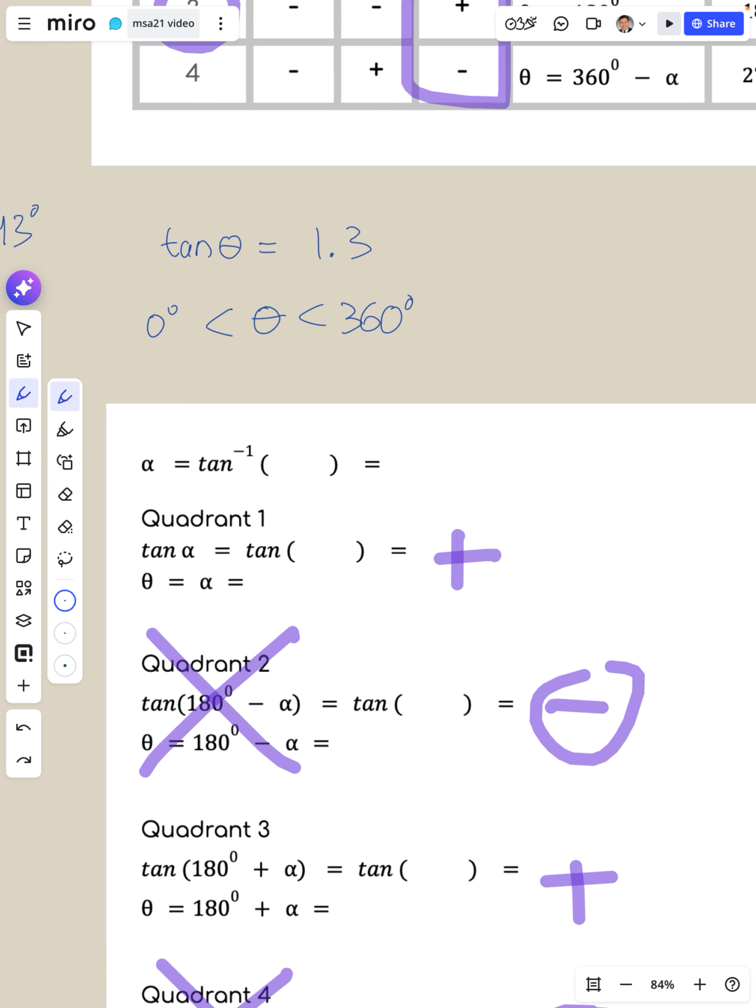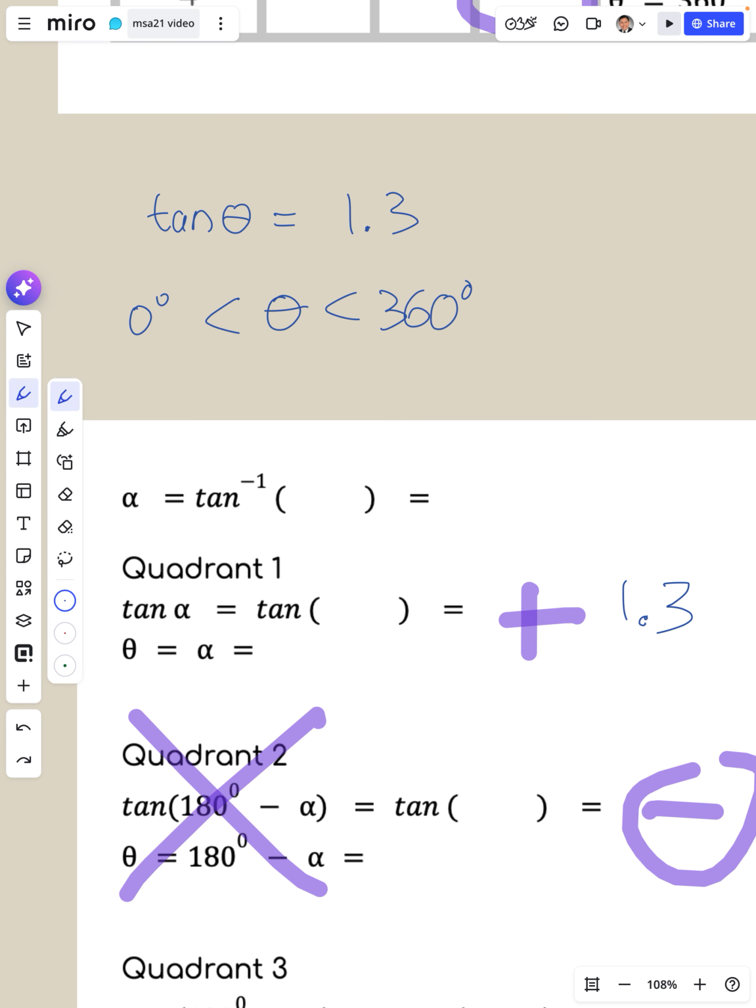What do we do? We go to this pattern for quadrant 1. Tangent theta is equal to 1.3. And if it is quadrant 1, the value of theta is equal to alpha, which is the basic angle. And how to find the alpha? We use this formula. Alpha is inverse tangent of 1.3.